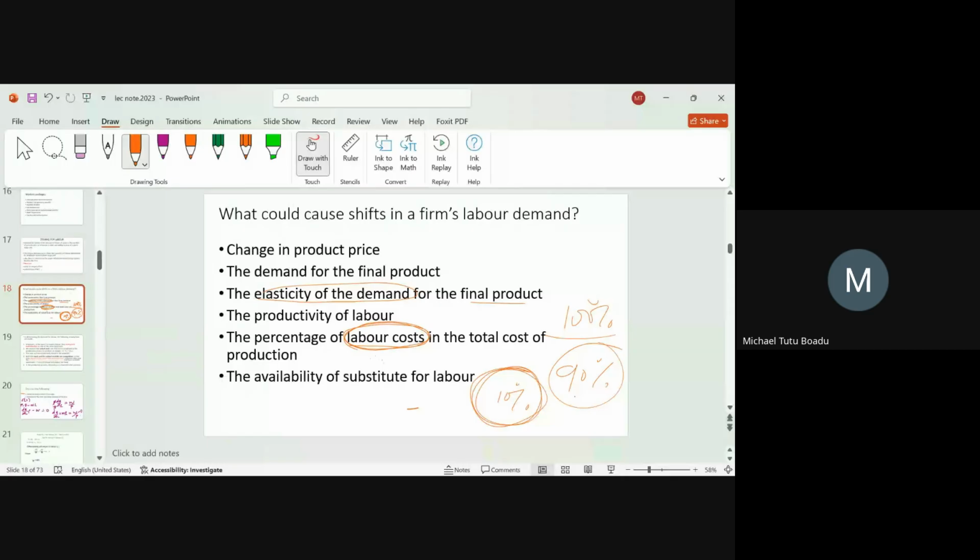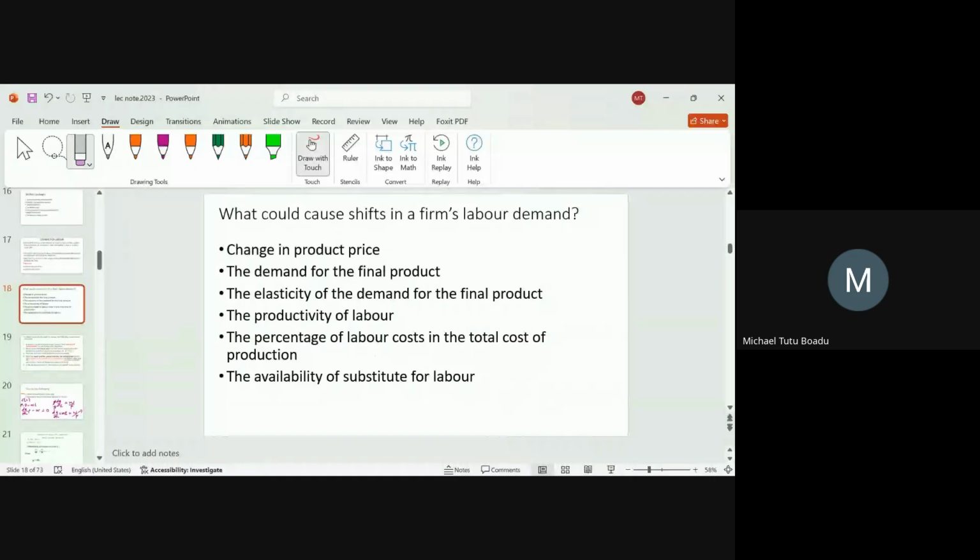Then the availability of substitute for labor. If you don't use labor, do you have any other substitute to use? For example, robots, AI, okay? There's tools or machines. Can they substitute for labor? The work that labor can do, do we have other methods that we can use to do the same thing? Like using robots, using artificial intelligence, using tools or machines to do what labor is supposed to do.